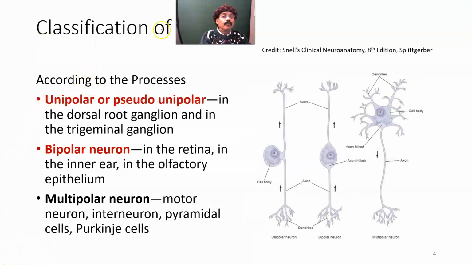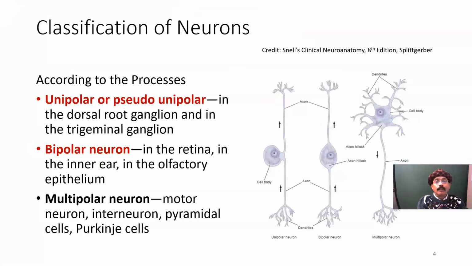So we'll go to the classification of the neuron. How can we classify that? First of all, we have three types according to the processes: unipolar or pseudounipolar, in the dorsal root ganglion and in the trigeminal ganglion. We have to find out what that is and where it is located. In case of special sensation, we need this nerve.